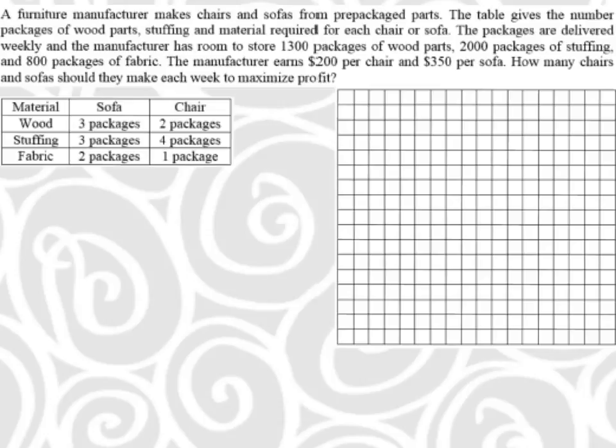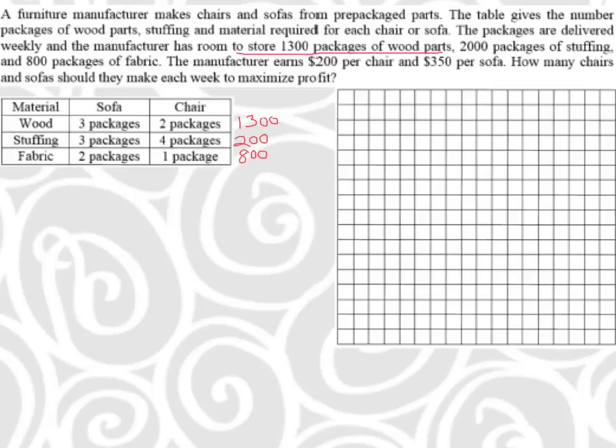So looking at this, it looks like I have all the information, and then it says the manufacturer has room to store 1,300 packages of wood parts. And so when I look at this, that's really my total for wood material. So I would put a 1,300 at this end. And then I'd have 2,000 packages of stuffing, so there's my total for that. And I have 800 packages of fabric, so that's my total there. So I'm going to be working horizontally here, creating my equations, because my totals or my constraints are about the material.